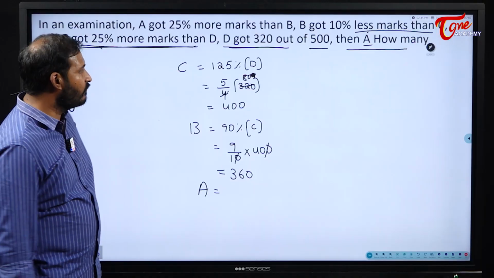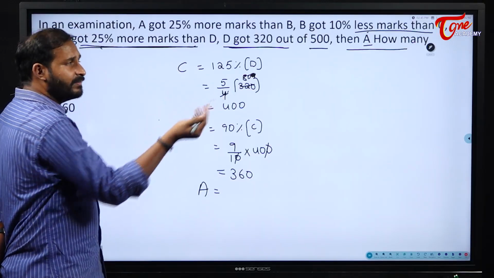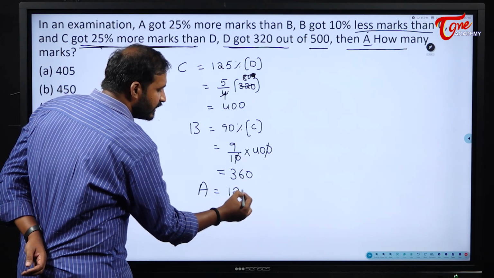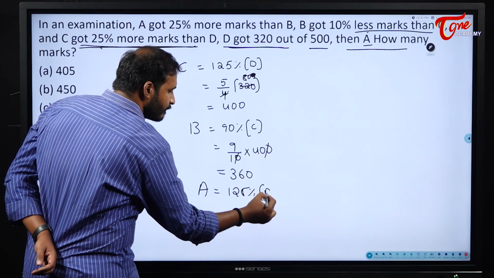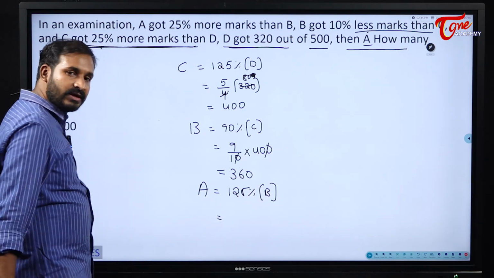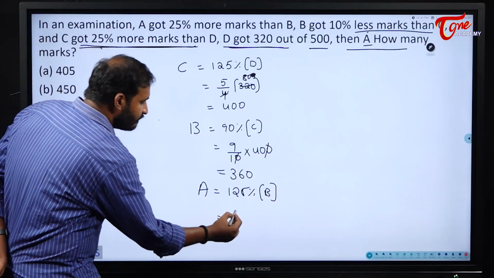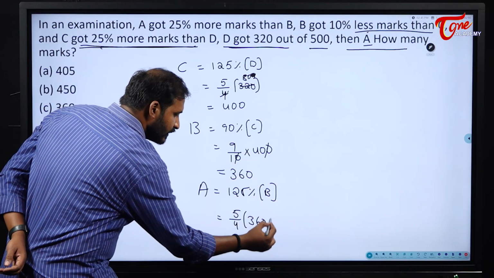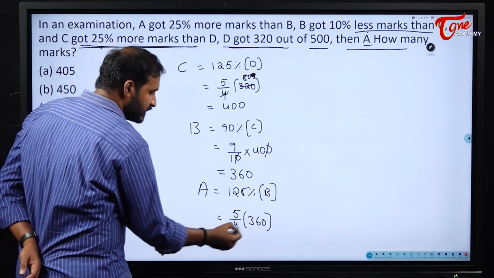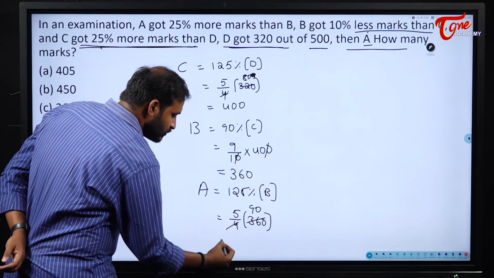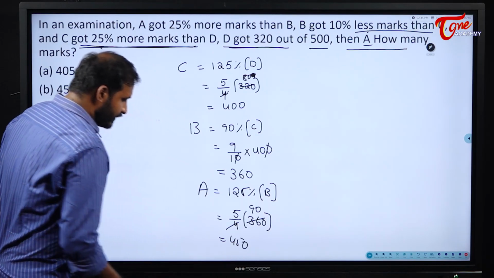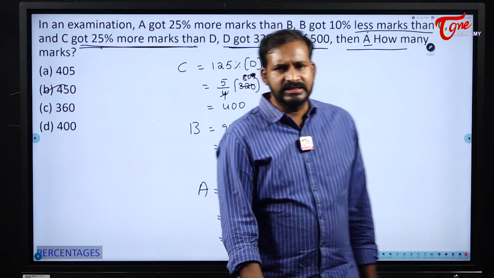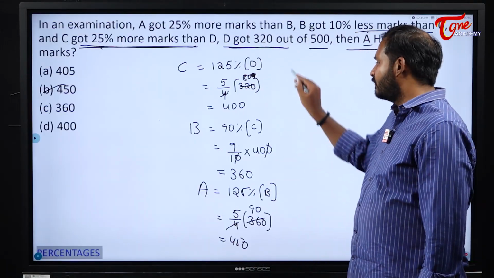Next, when it comes to A. Now what is A's value you will get here? 25% more than B, right? So that means usually 125% of B. So what will you write here? 125% of B means 5 by 4 times 360. 5 by 4 times 360, 4 ones are 4, 90s are 90. So what is the answer I will get here? 450.